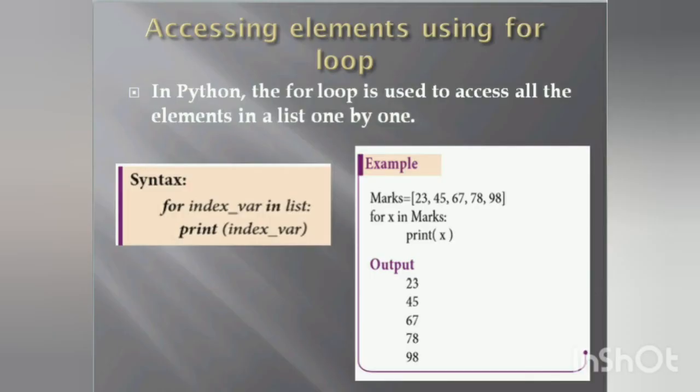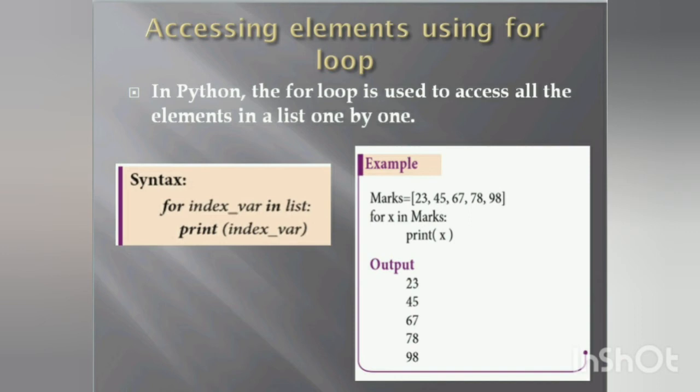Okay. Now we'll see how to access elements using for loop. In Python, the for loop is used to access all the elements in a list one by one. By using this for loop, you can directly access each element in a list. In while loop and all, you have to specify the conditions, right? Based on the condition only, you can access the variable values using the index variable. But here, by using this for loop, you can directly access all the elements in a list one by one.